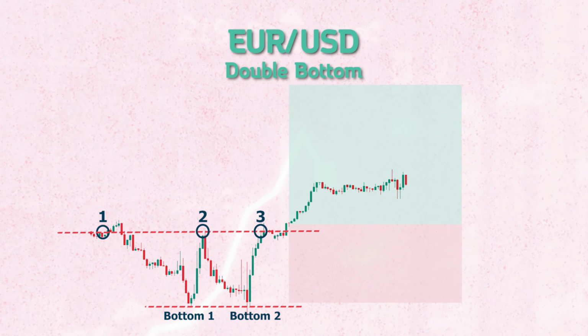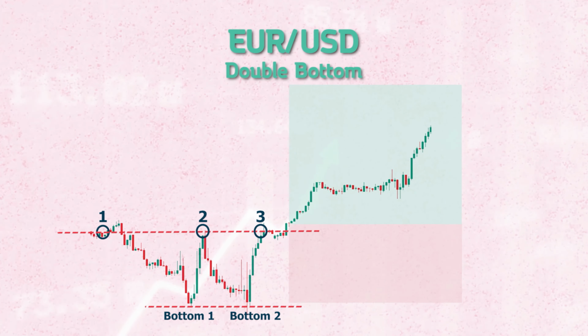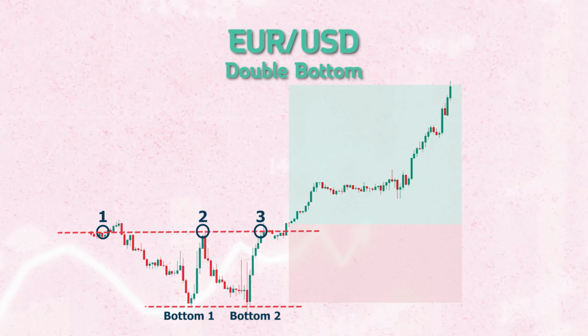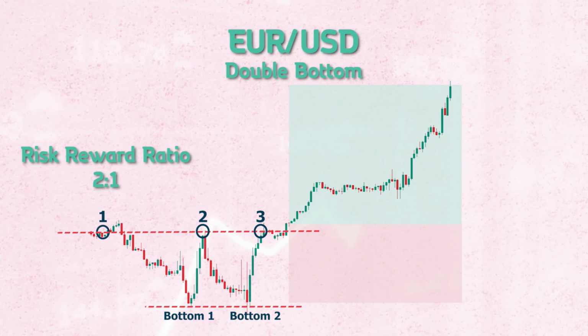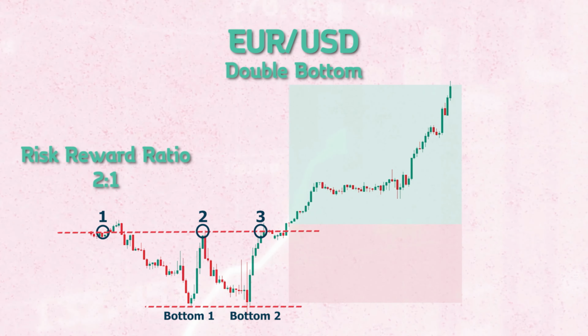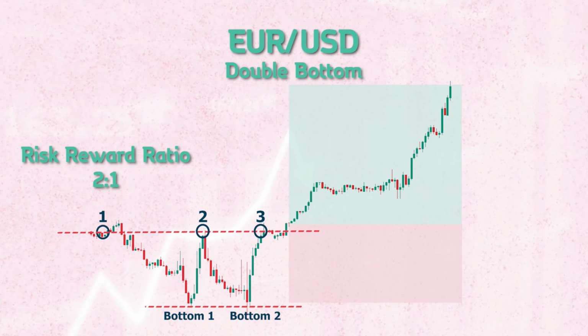Our take profit target is opposite where our downtrend began. The candles closed, and less than a day later, we doubled our money, achieving a 2-to-1 risk-reward ratio because we placed our stop loss below our bullish reversal chart pattern.